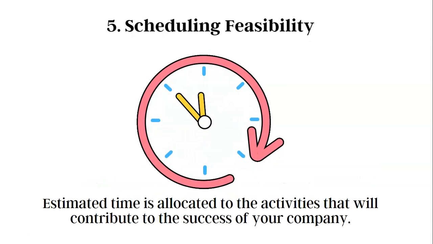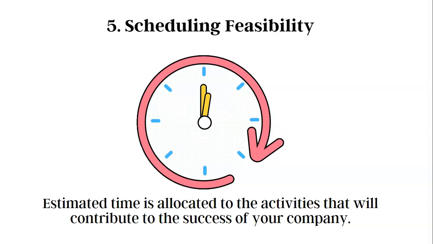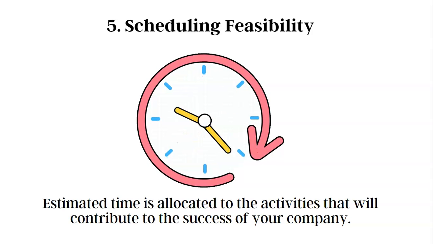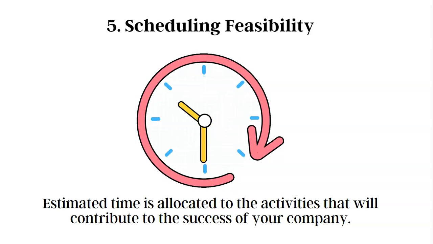And the 5th type of feasibility study is scheduling feasibility. It is also called time feasibility. When will the work be done and how long will it take? Here, estimated time is allocated to the activities that will contribute to the success of your company. Finally, conducting a thorough feasibility study will prevent you from blindly entering a risky business. Therefore, the impact of a feasibility study on the success or failure of your business cannot be overemphasized.